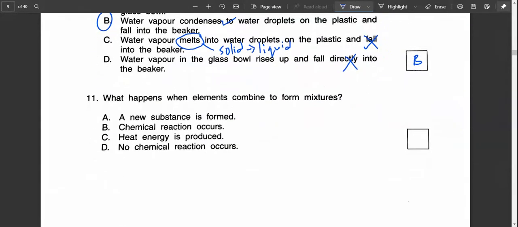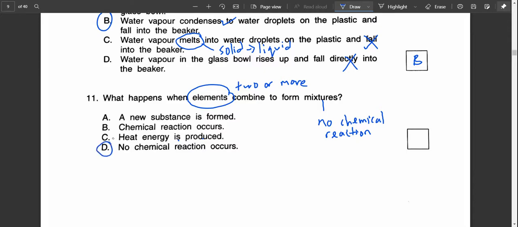Number 11. What happens when elements combine to form a mixture? Elements means two or more, because it's not possible to have only one element to combine, and then to form a mixture. Mixtures mean no chemical reaction. Therefore, the choices are: A, a new substance is formed; B, chemical reaction occurs; C, heat energy is produced; and D, no chemical reaction. The best answer is D.